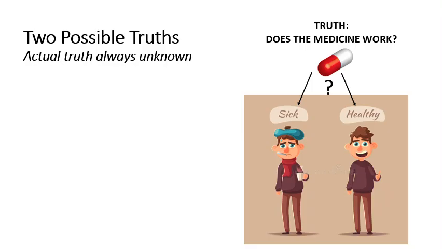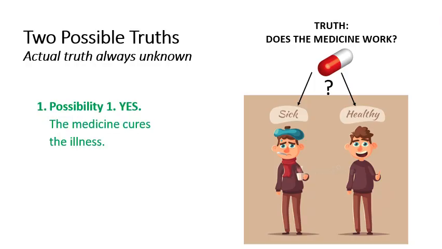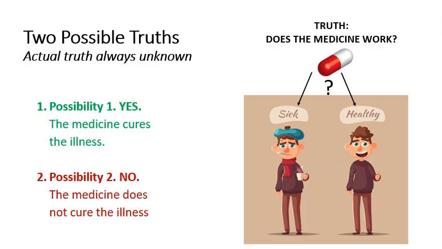So in research, we also have two possible truths, and the actual truth is always unknown. We'll never know for sure because we're working with probabilities. And so there is a truth out there somewhere that we'll never know. And the question is, does the medicine work? Does it cure the illness or not? That's the question the researchers are always asking that we'll never know the answer to. And there's a possibility, yes, that the medicine cures the illness. That's possibility one. And possibility two is no, the medicine does not actually cure the illness. So either of those could be the truth. The researcher is trying to do his or her best to detect which of these truths is true.